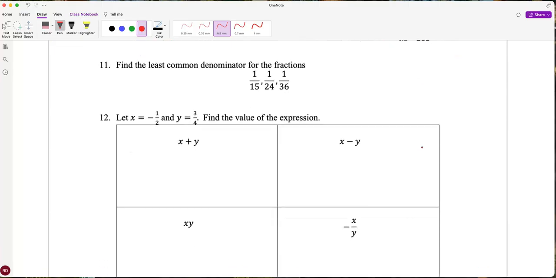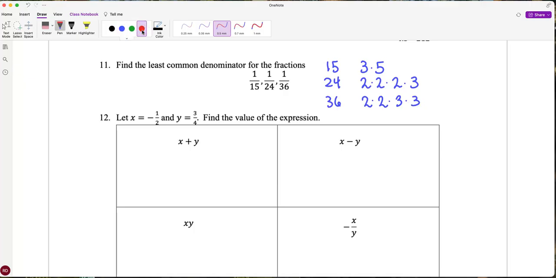Find the least common denominator for these fractions. So 15 is 3 times 5. 24 is 2 times 12. 12 is 2 times 6. 6 is 2 times 3. And then 36 is 2 times 18. 18 is 2 times 9. 9 is 3 times 3.